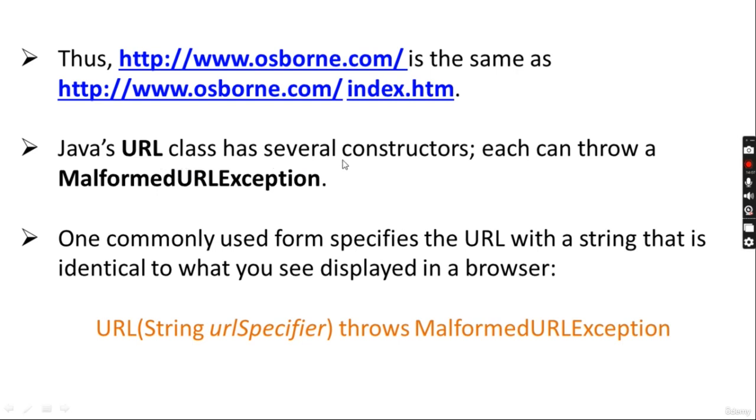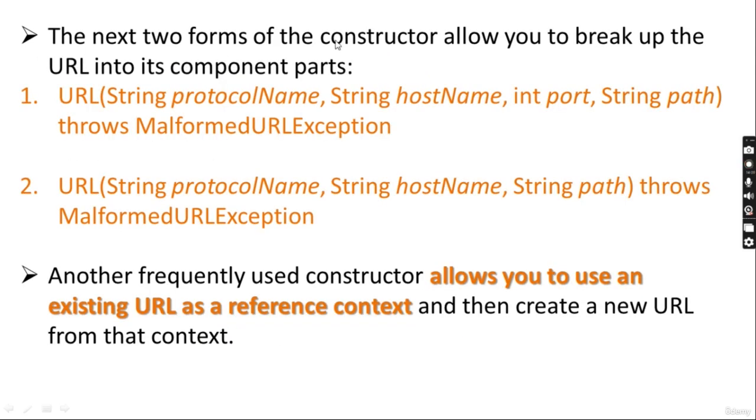Each URL class has several constructors. Each of them can throw a MalformedURLException. One commonly used form specifies the URL with a string that is identical to what you see: URL(String urlSpecifier) throws MalformedURLException. The next two forms of the constructor allow you to break up the URL into its component parts: protocol name, host name, port number, string path. So four parts are done of the URL. If the URL does not exist, it will throw a MalformedURLException.